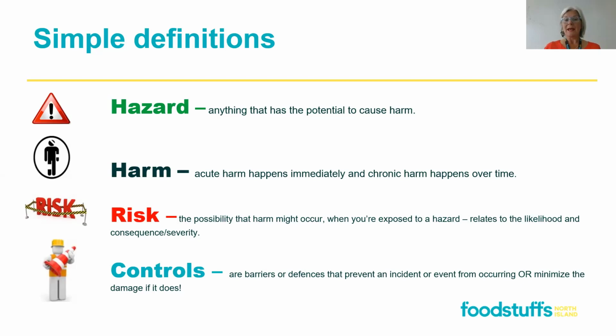So 4 things: hazard, anything that has the potential to cause harm, harm either acute or chronic. Risk is a combination of the likelihood and severity that harm might occur when you're exposed to a hazard, and the controls are the things that we do in the workplace to prevent harm from occurring or minimise it if it does.